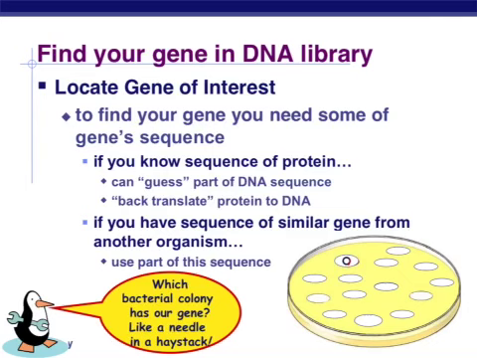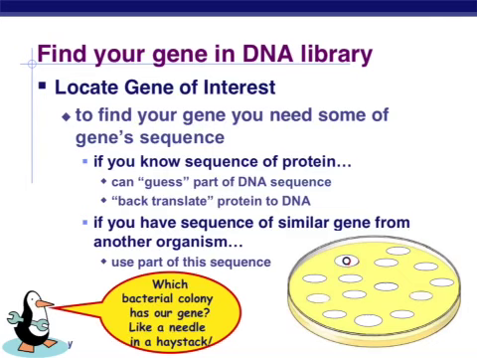All right, so let's say that again. If you know the sequence of the protein, so leucine, lysine, cysteine, whatever those amino acids are, then you can guess a part of the DNA sequence because there are only so many codes that would code for those individual amino acids. If you know the mRNA code, then you can take that and back translate into the DNA code. So we can literally go from protein to DNA.